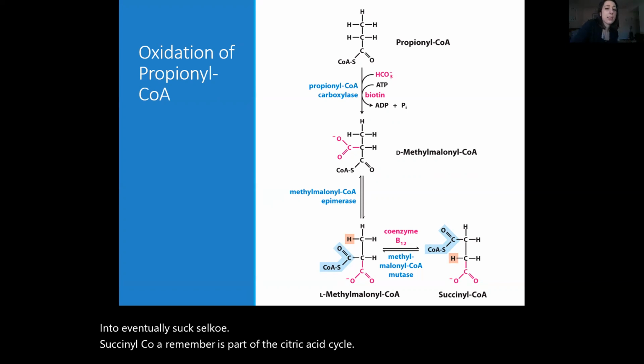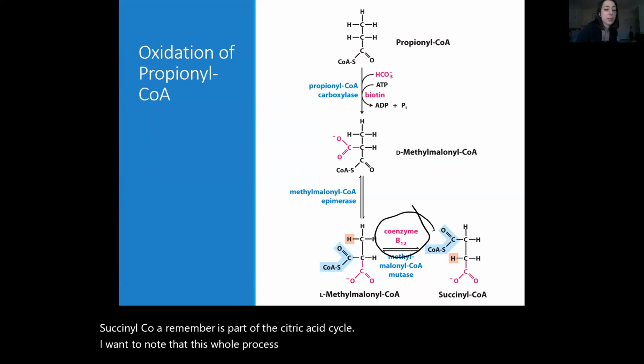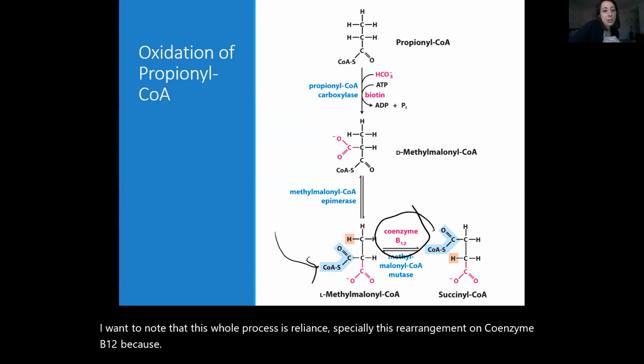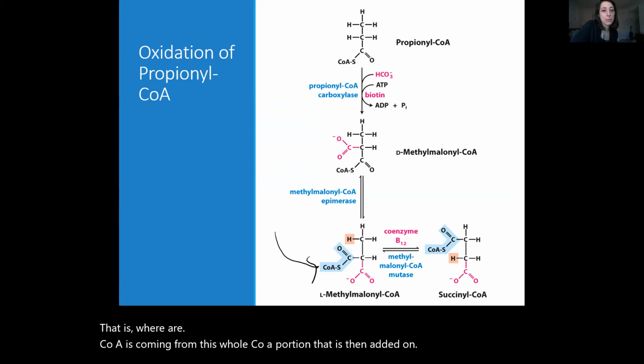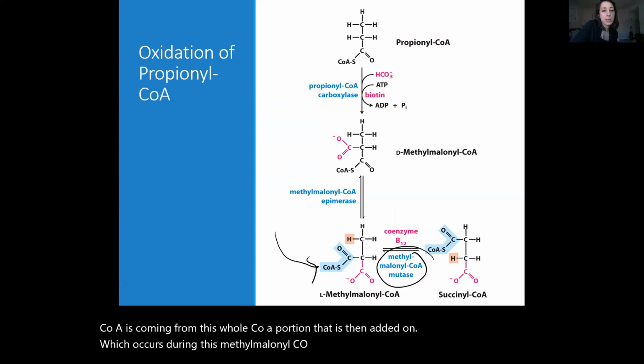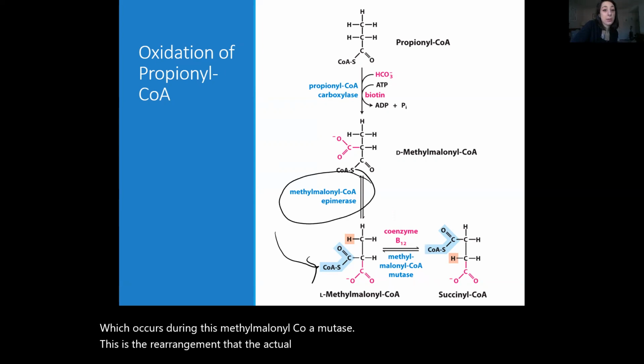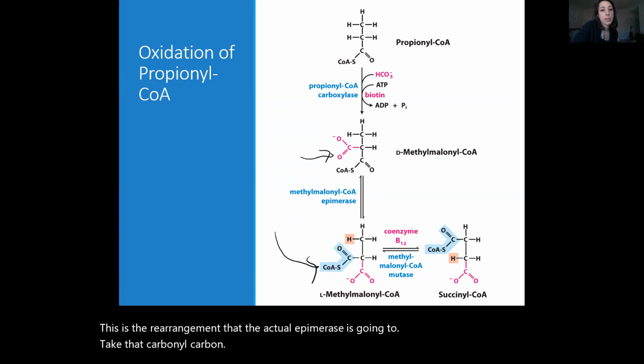I want to note that this whole process, especially this rearrangement, is reliant on coenzyme B12, which occurs during this methylmalonyl CoA mutase. This is the rearrangement, but the actual epimerase is going to take that carbonyl carbon and rearrange it with our CoA here.